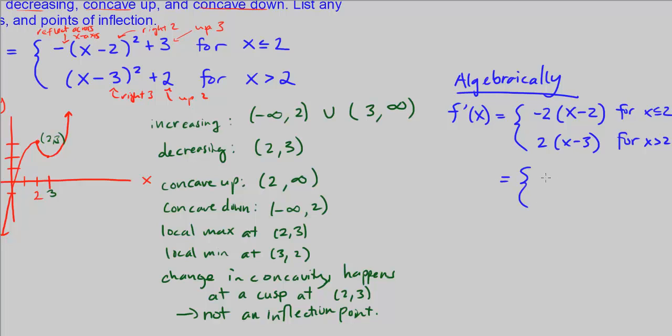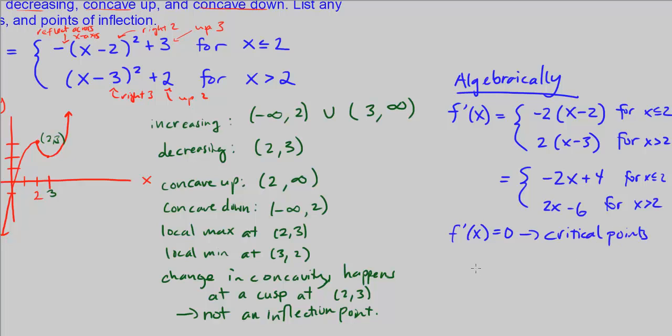Let's go ahead and simplify that, distributing that negative 2. Distributing this positive 2. Okay, so this right here is the first derivative. And as you can see, we're going to look for where this equals 0, right? Where it's equal to 0 are the critical points. So remember that it transitions at 2. But let's go ahead and see where it's equal to 0. So f prime of x equals 0 are our critical points. Right, so let's go ahead and find where those are.